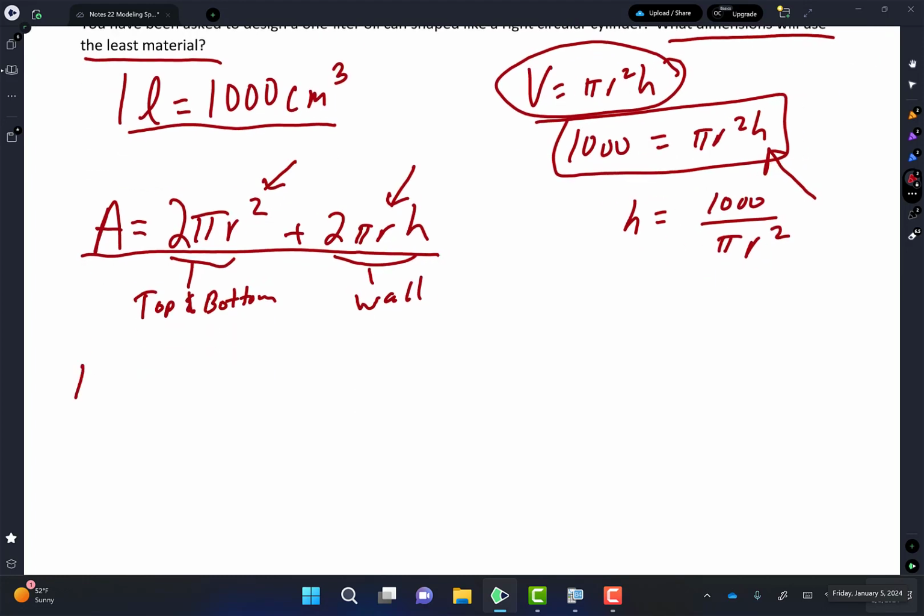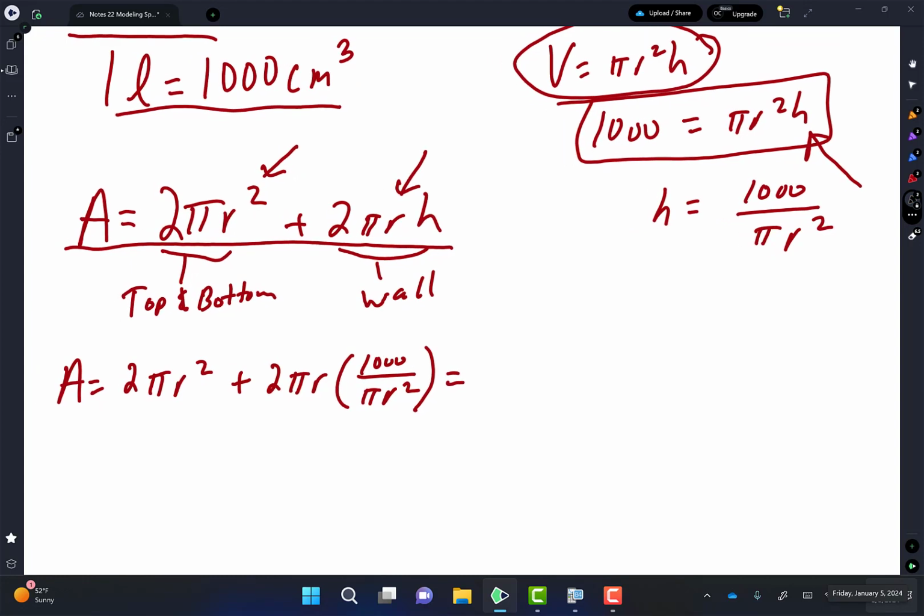I'm going to write area equals 2 pi r squared plus 2 pi r parenthesis 1,000 over pi r squared close. And I'm going to fix it. Equals, let's see, the 2 pi r squared in the front is just 2 pi r squared, so leave that alone. Plus, let's see, what do we got here? 1,000 times 2, what is that? 2,000? And then I have a pi, and then one of those r's cancel out, so I have the r in the bottom. So I have it like that.